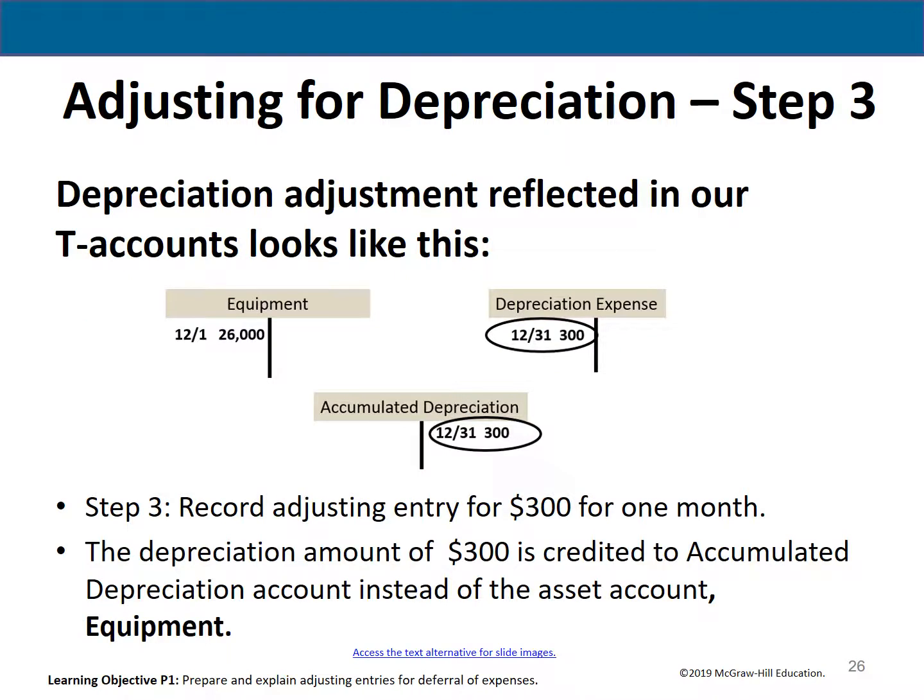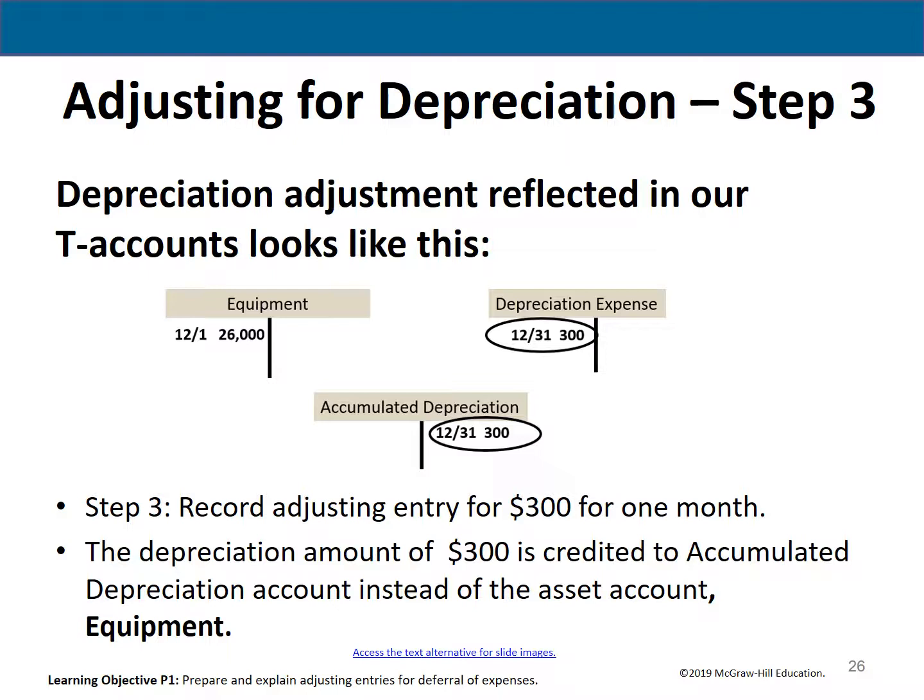So we must expense, so we will debit an account called depreciation expense. So we'll increase that for the $300 we just calculated. We do not credit the equipment account. Instead, we use an account next to it that we credit called accumulated depreciation. Now, what is accumulated depreciation? It's a special type of account. It's an asset, but it's a contra asset.